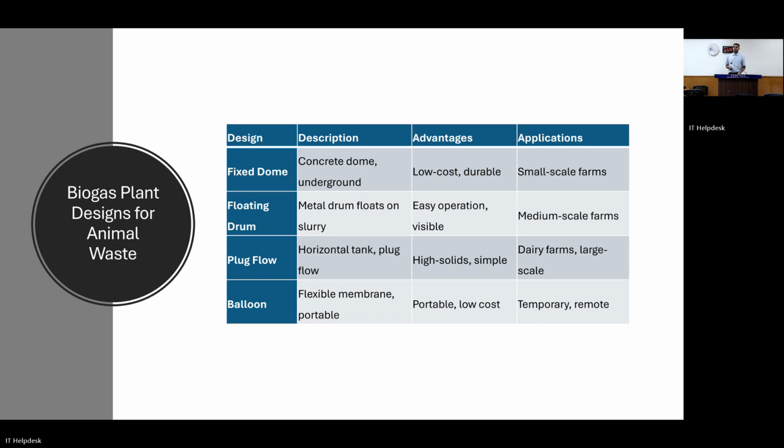And these are some types of designs related to biogas plants, which can convert animal waste into biomethane. There are fixed drum, floating drum, and plug flow, and there are also balloon-type biogas plants, which store the biogas generated from the digester in a balloon.